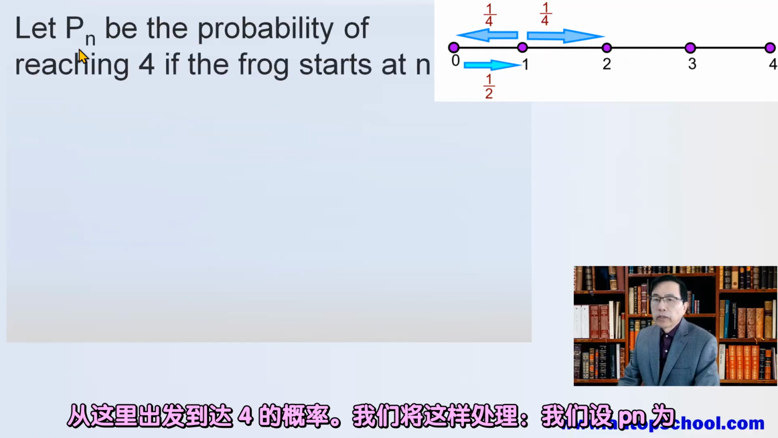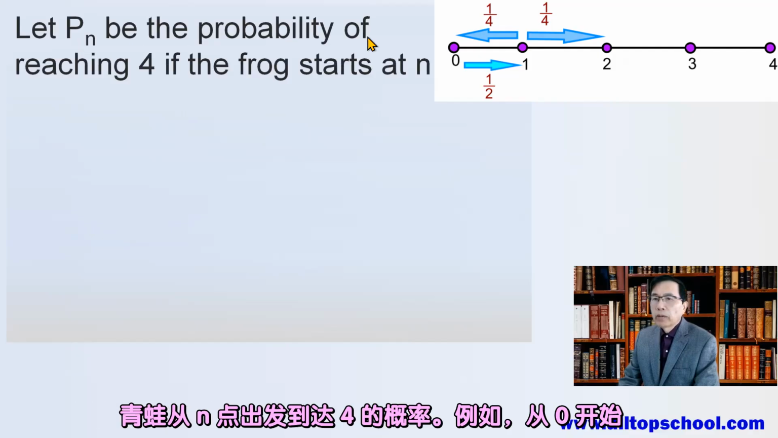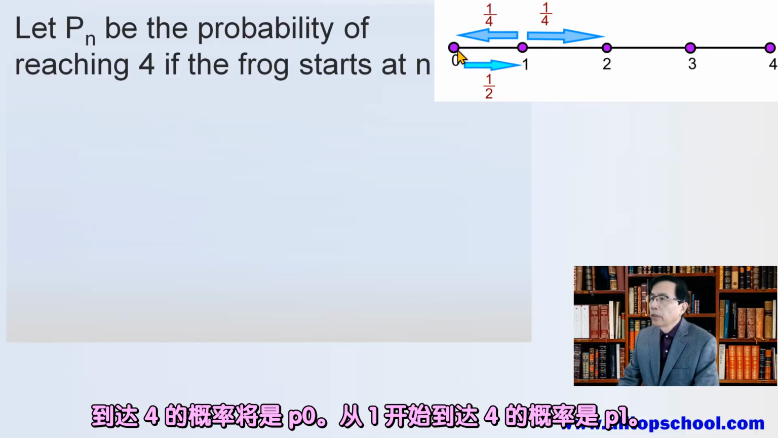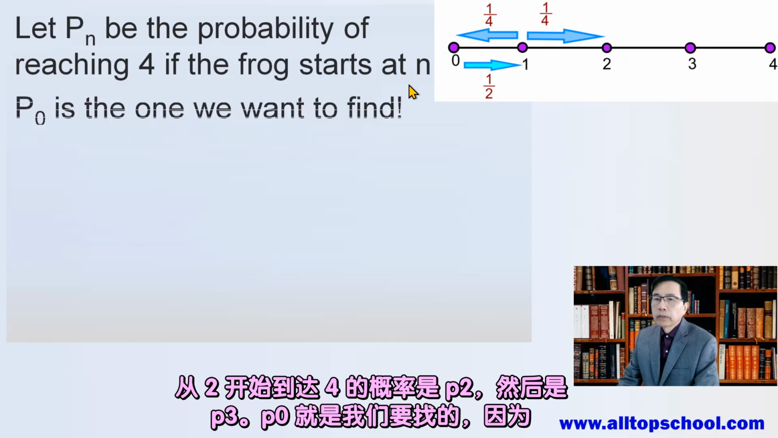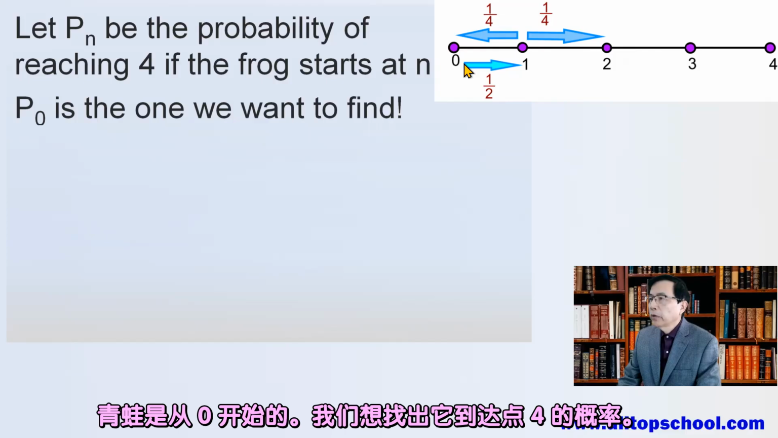We're going to do it this way. We denote Pn as the probability of reaching 4 if the frog starts at n. For example, the probability of reaching 4 starting at 0 will be P0. The probability of reaching 4 starting at 1 is P1, starting from 2 is P2, and then P3. P0 is the one we're looking for, because the frog starts at 0 and we want the probability that it reaches the point 4.